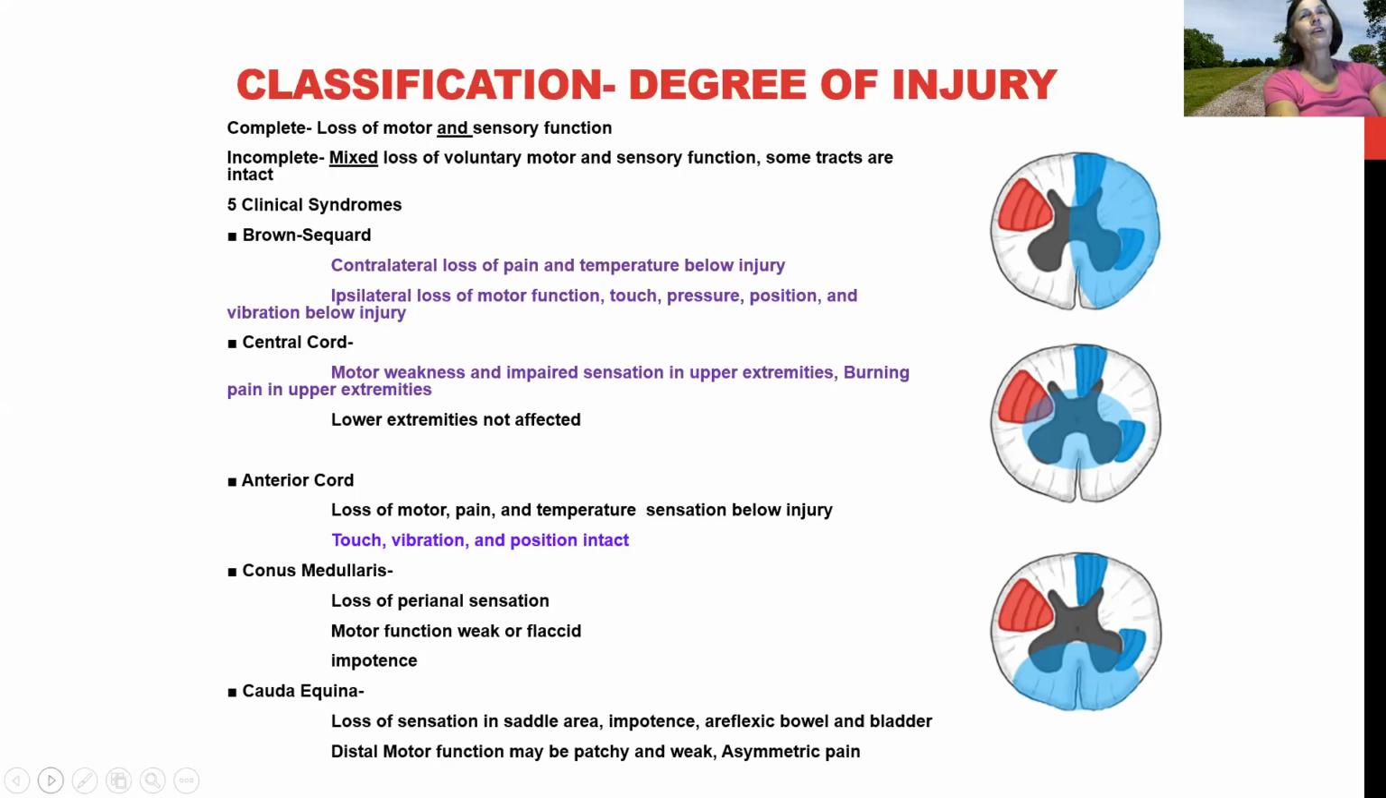So a lot of people get confused. They're like, well, they have a spinal cord injury. How can they feel me touch them? Or how can they know where their sense of body and space is? Well, it depends on if they had a complete or an incomplete injury and what area of the cord was affected.